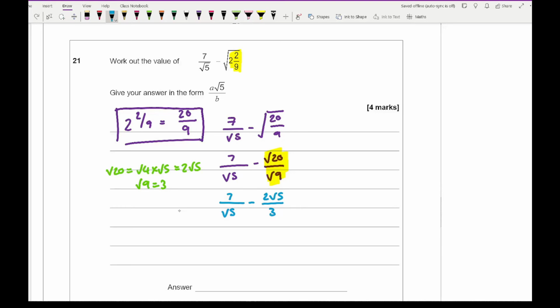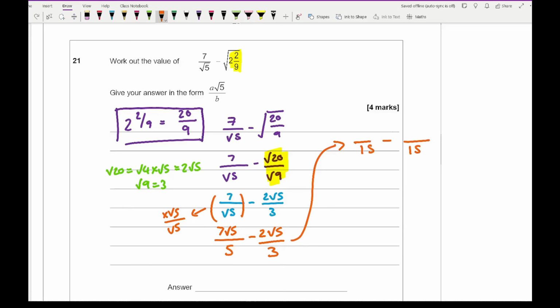Now at this point, I can rationalise the denominator for this fraction here. If I multiply that by root 5 over root 5, then that becomes 7 root 5, and root 5 times root 5 is just going to be 5. So what I end up with is this. Then from this, I want to get a common denominator, and my common denominator is going to be 15.